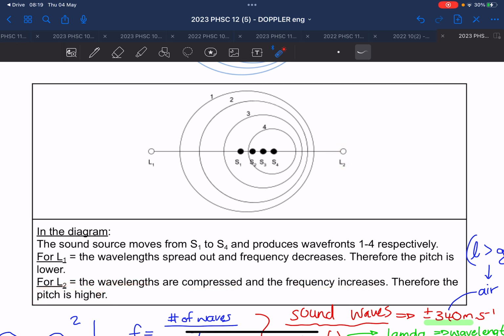Now they're going to ask you to explain this concept in words over and over again, and that is the answer you give. This will count 2 marks, 1 for each concept. So they're going to ask, is the pitch observed by listener 1 lower or higher? Then you're going to say, well, listener 1, where is it? It moves away from it, so the wavelength spreads out, the frequency decreases, the pitch is lower.